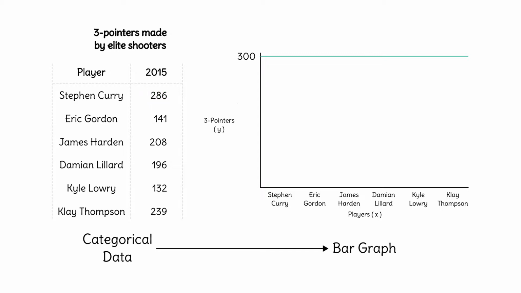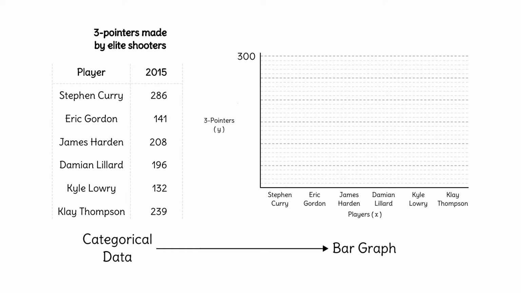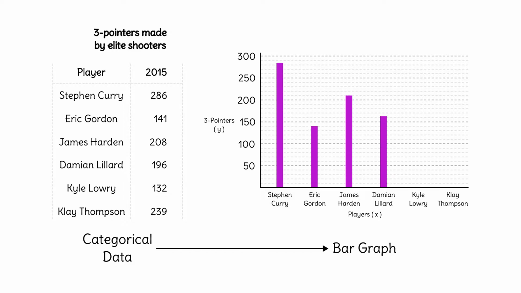Now, what would you count to 300 by? Maybe by tens. So that's how we'll scale the y-axis. Each horizontal line represents 10 more three-pointers. We'll only label every 50 so that the y-axis doesn't get too cluttered with numbers and it's easy to read. So, let's add the data. Here is each player's data represented as a bar that stops at the number of three-pointers each player made.